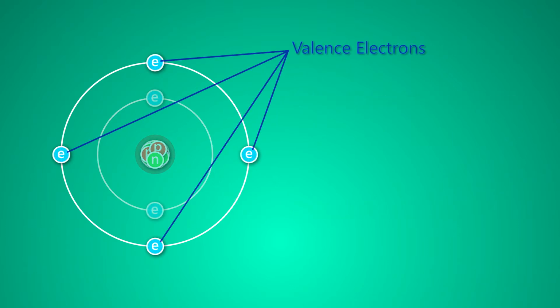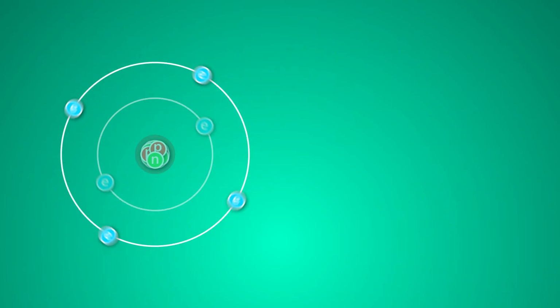The electrons in the outermost shell are known as valence electrons. These electrons are the farthest away from the nucleus, so they can become loose and move away from the nucleus. These electrons are called free electrons.